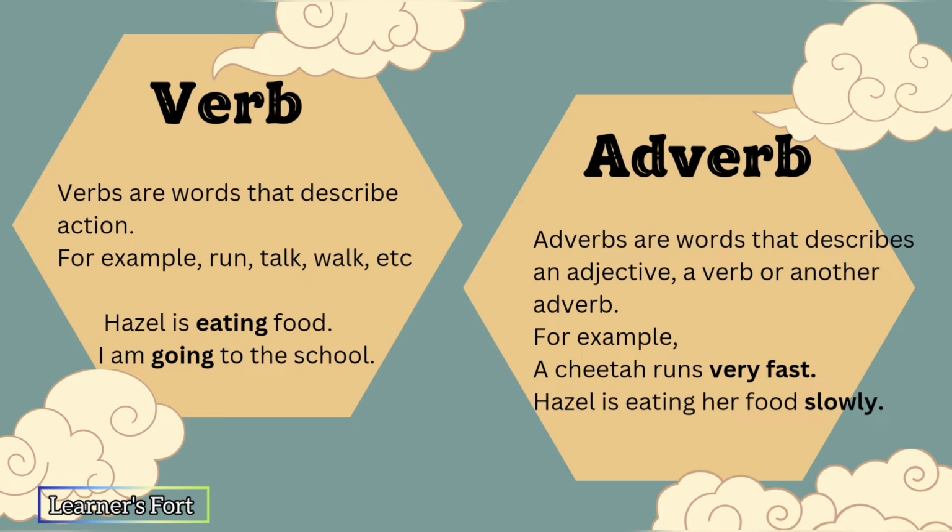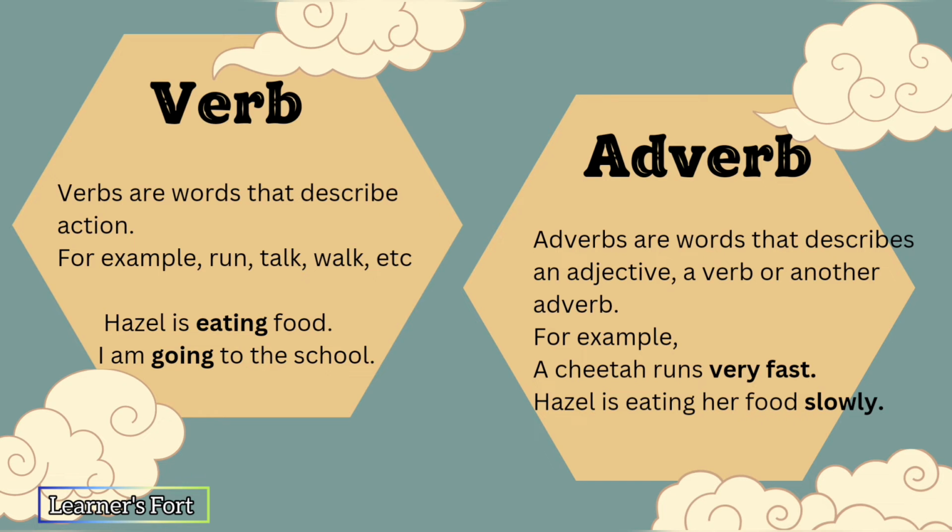Or if we refer to the example that I told you in case of verb, that Hazel is eating food. If I write it as Hazel is eating food slowly, the word slowly is telling us about the speed of her action. That is, she's eating in a very slow manner. So Hazel is eating food slowly. So slowly is an adverb in that case as well.